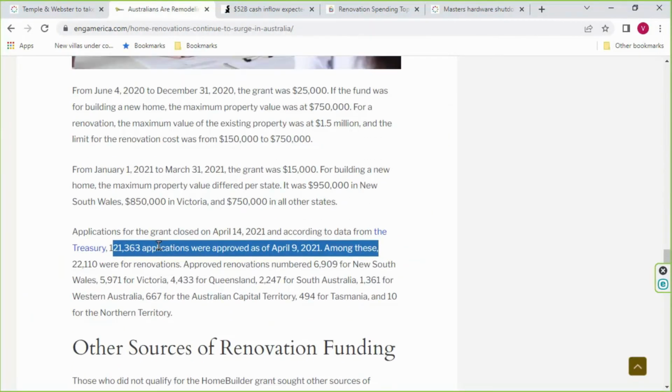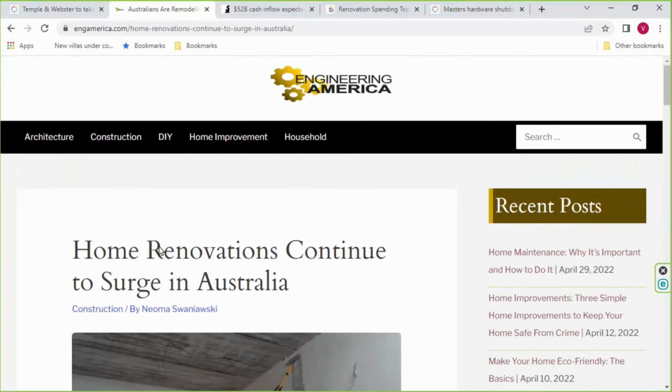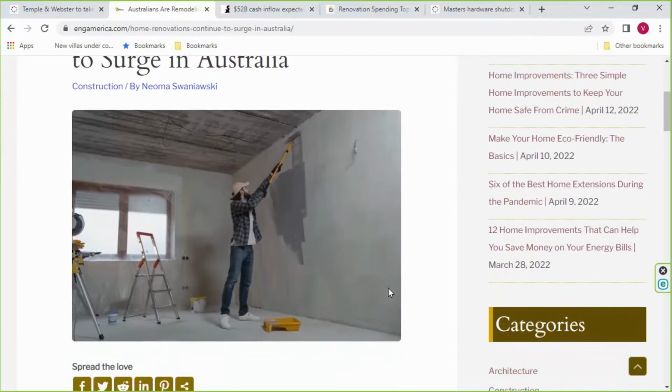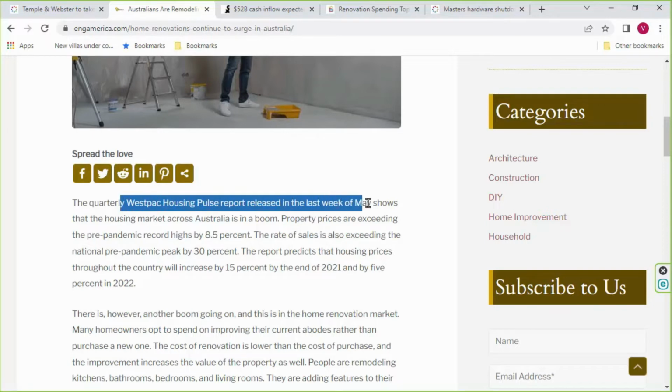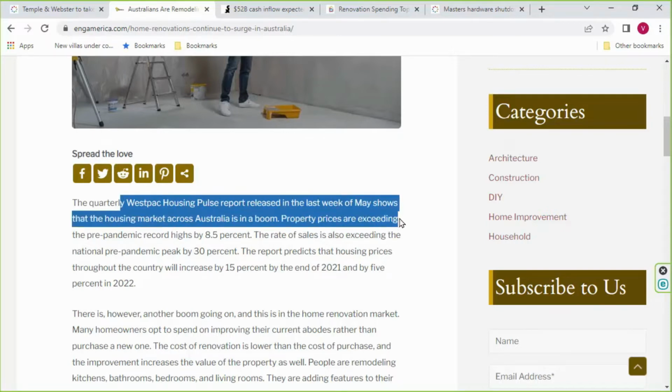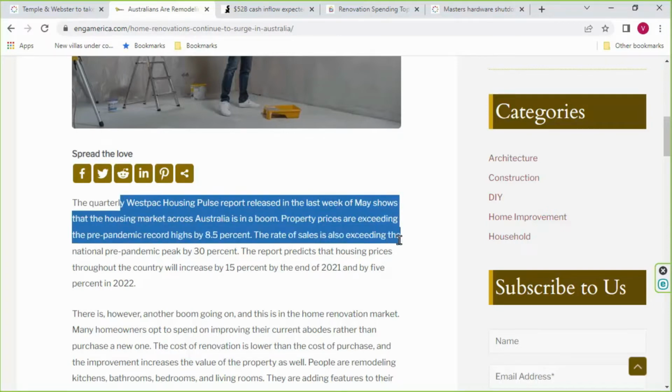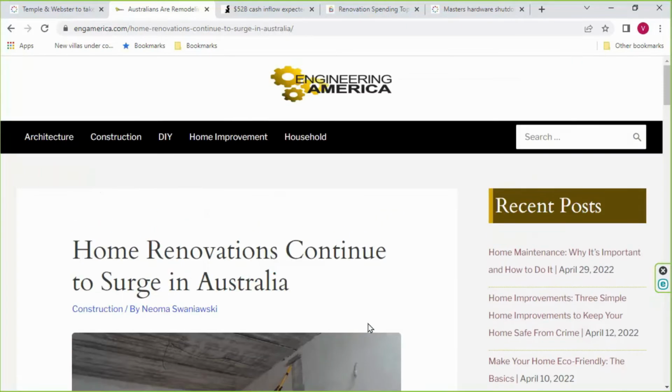Let's have a look here. Another article I came across, I'll scroll up to the top here. Home renovations continue to surge in Australia. All right, now this was written a couple of months back, but the quarterly Westpac Housing Pulse report released in the last week of May shows the housing market across Australia is in a boom. Now this was, of course, before the recent slowdown.